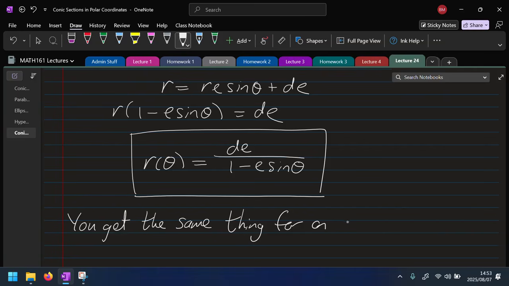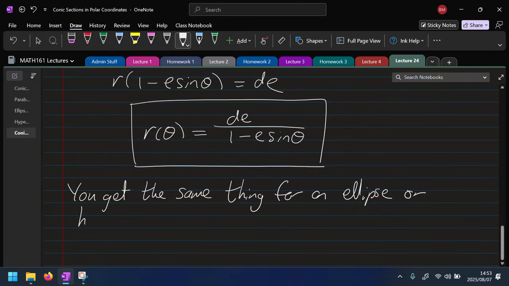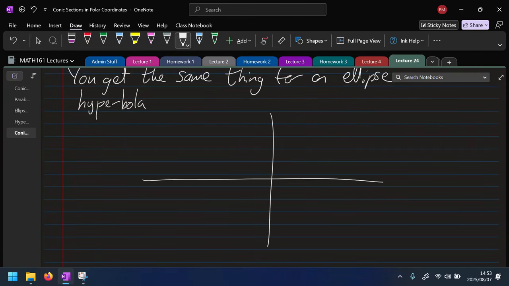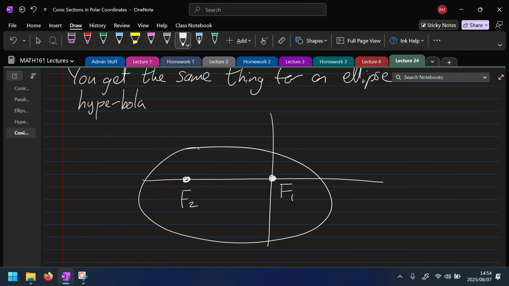For an ellipse or hyperbola. Okay, so for homework, you're going to do it for an ellipse. So I'll show you the setup and then you can do the rest. So we're going to have one of the focal points at the origin. So say F1, and then the other one we'll have somewhere else. Okay, so we've got our ellipse shifted over to the left so that the focal point is at the origin.